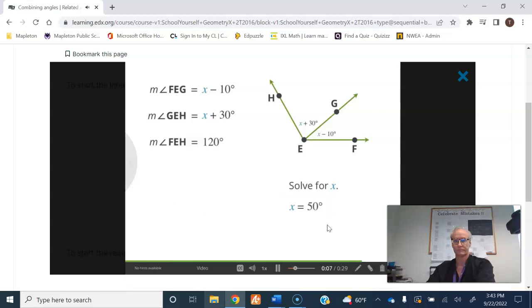Let's make sure that's right. That means this angle here, x minus 10 degrees, is 40 degrees. And this angle here, x plus 30 degrees, is 80 degrees. And sure enough, the measure of angle FEH is 40 plus 80, or 120 degrees, like it says over here. So everything checks out, and 50 degrees is the correct answer.